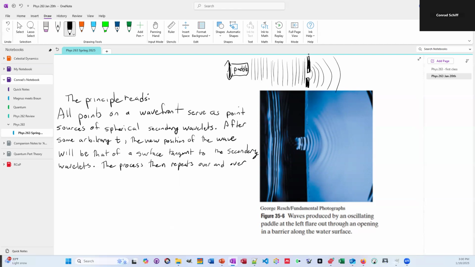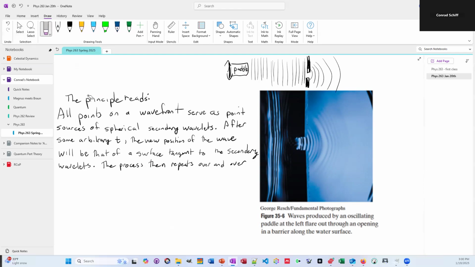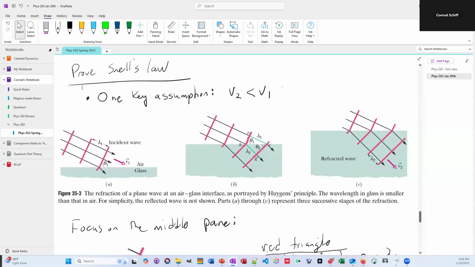And no doubt Huygens had seen this, and this prompted his principle, because effectively this area in here, let me use a different color, this area in here, that area is basically serving as all the little spherical wavelets. Okay. So how do we prove Snell's law?